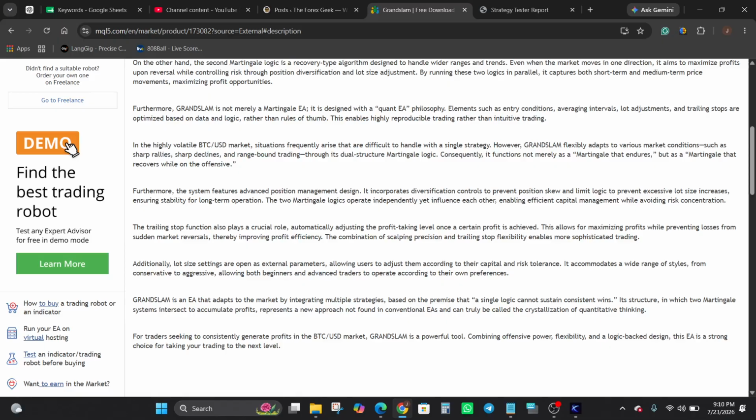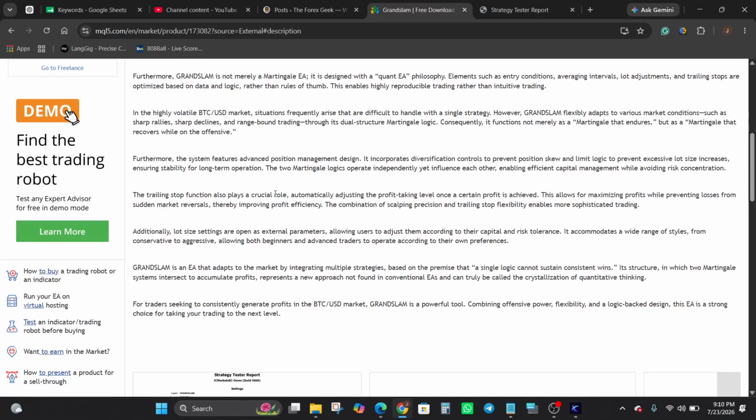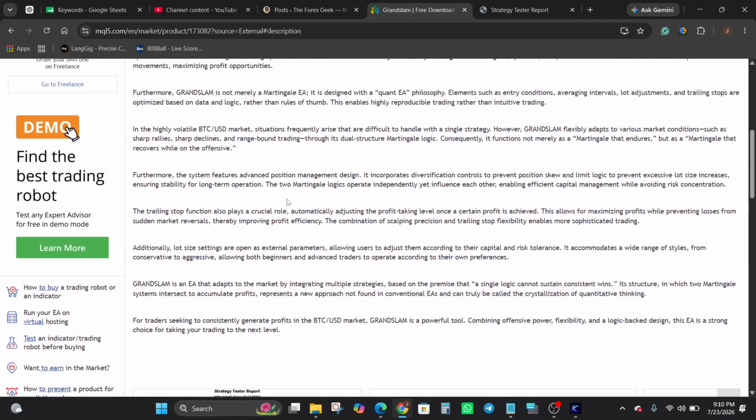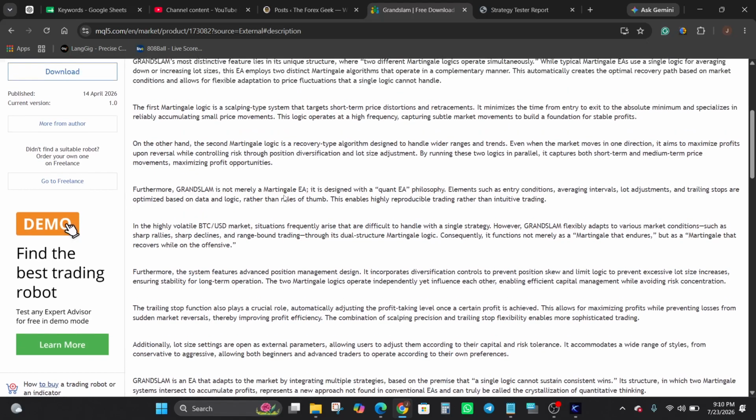The marketplace page also mentions that the EA includes trailing stop functionality, which is intended to automatically secure profits once positions have moved sufficiently in the desired direction. In addition, lot sizing is available as an external parameter, allowing traders to adjust risk based on their own account size and risk tolerance instead of using one fixed approach.